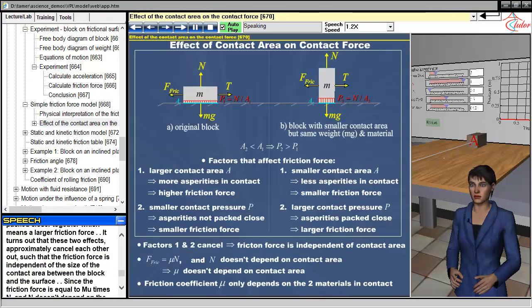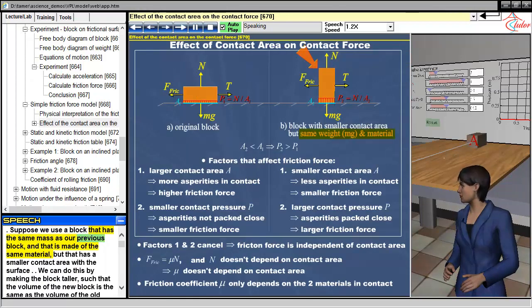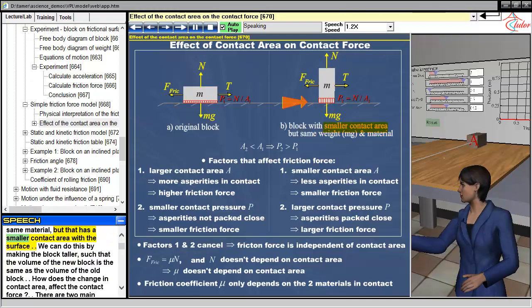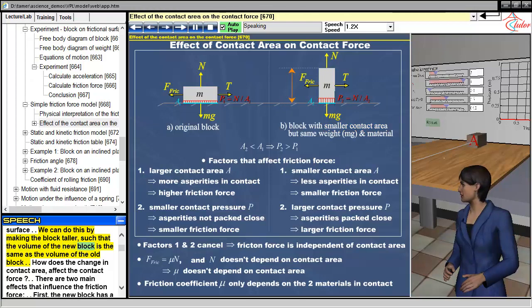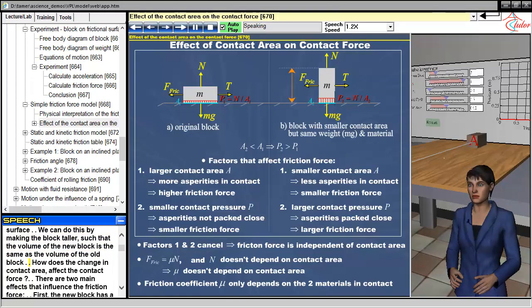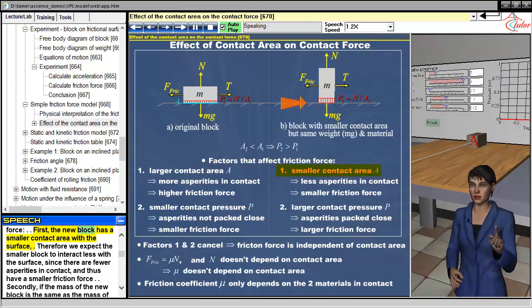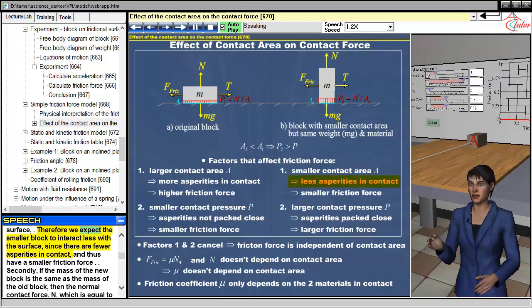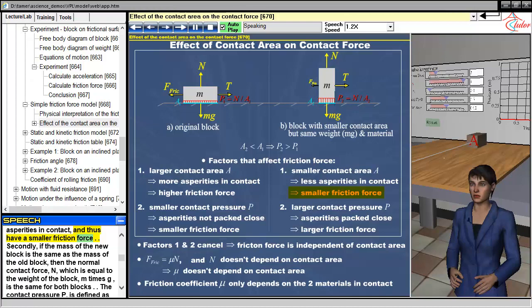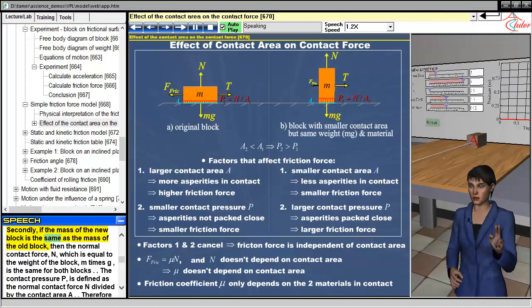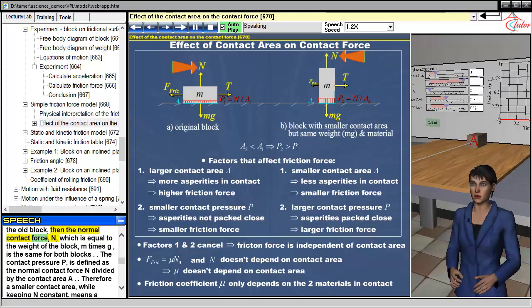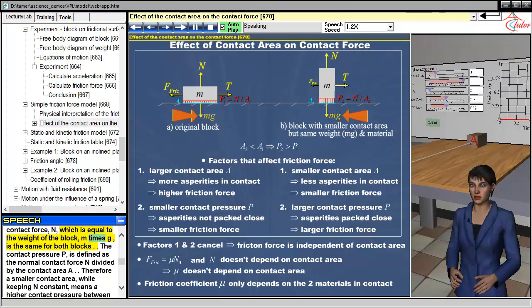Suppose we use a block that has the same mass as our previous block, and that is made of the same material, but that has a smaller contact area with the surface. We can do this by making the block taller, such that the volume of the new block is the same as the volume of the old block. How does the change in contact area affect the contact force? There are two main effects that influence the friction force. First, the new block has a smaller contact area with the surface. Therefore we expect the smaller block to interact less with the surface, since there are fewer asperities in contact, and thus have a smaller friction force. Secondly, if the mass of the new block is the same as the mass of the old block, then the normal contact force, N, which is equal to the weight of the block, m times g, is the same for both blocks.